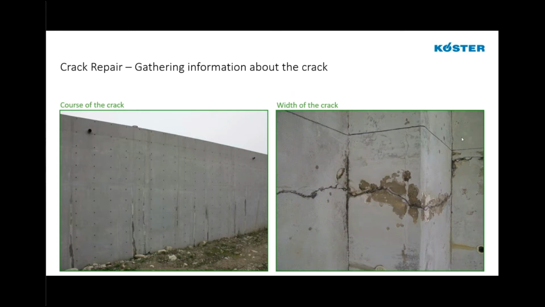Again, crack repair, gathering more information about the crack. What is the course of the crack? How does it travel? Primarily vertically, horizontally, and where is the origin of the crack, as well as the width of the crack. Primarily, these are used to identify how we're going to treat this crack. Width is primarily about how we're going to treat it, but the course of the crack can also tell us a good deal about how it was caused and where that origin was.